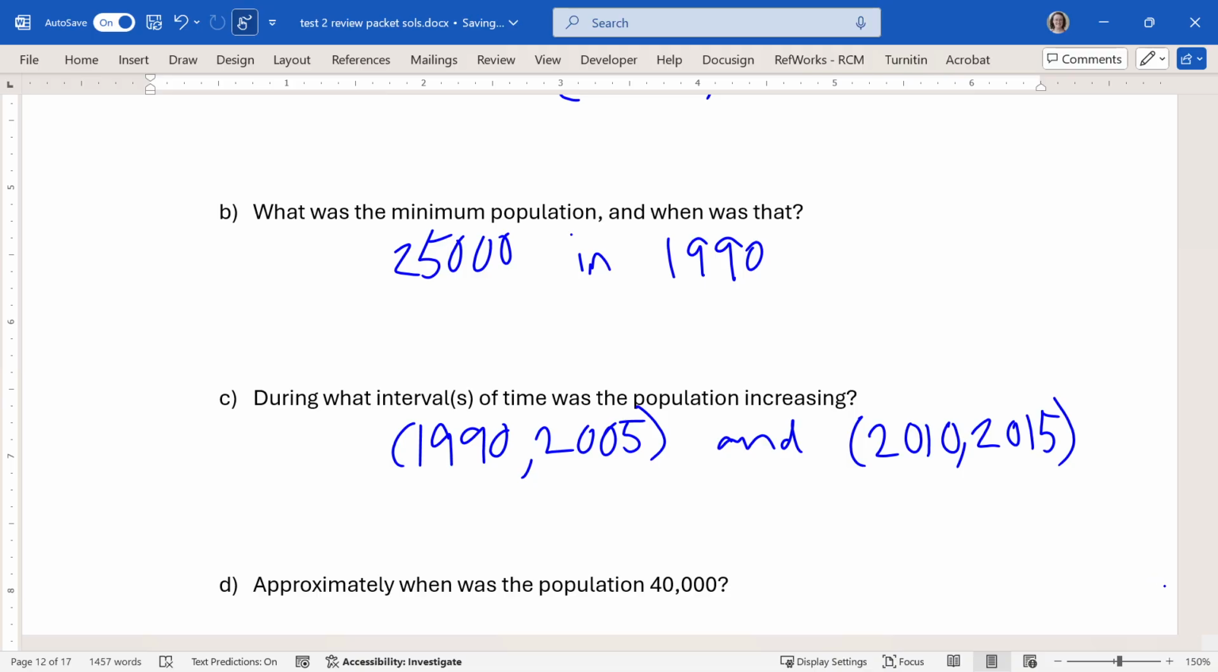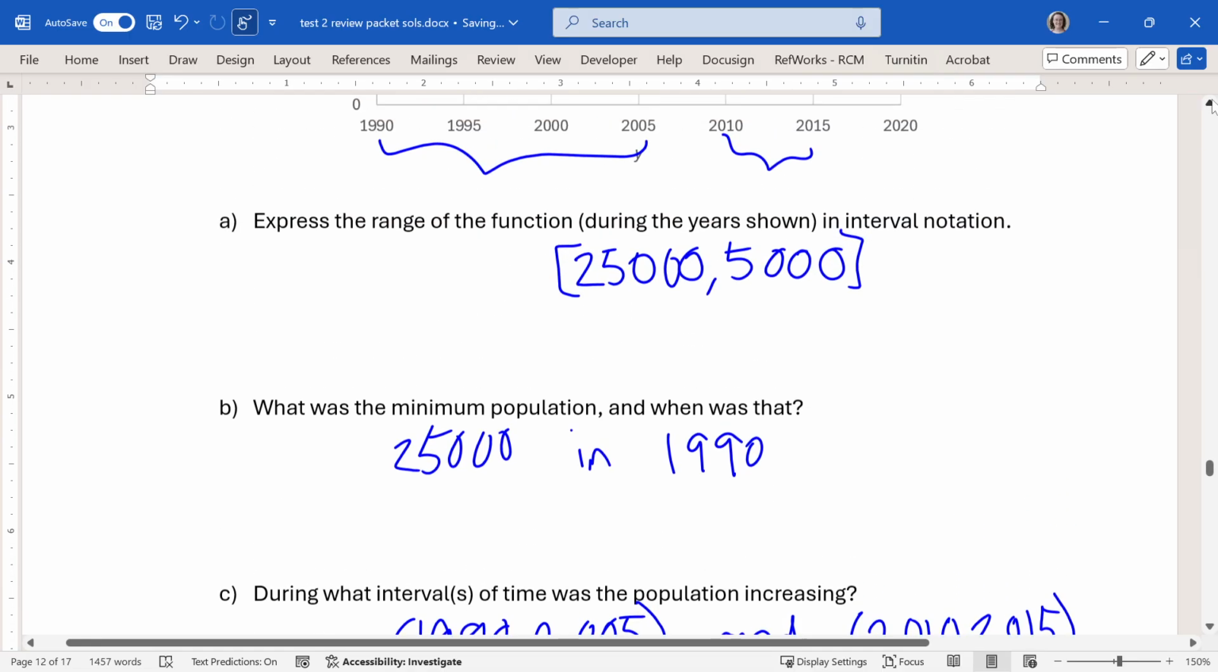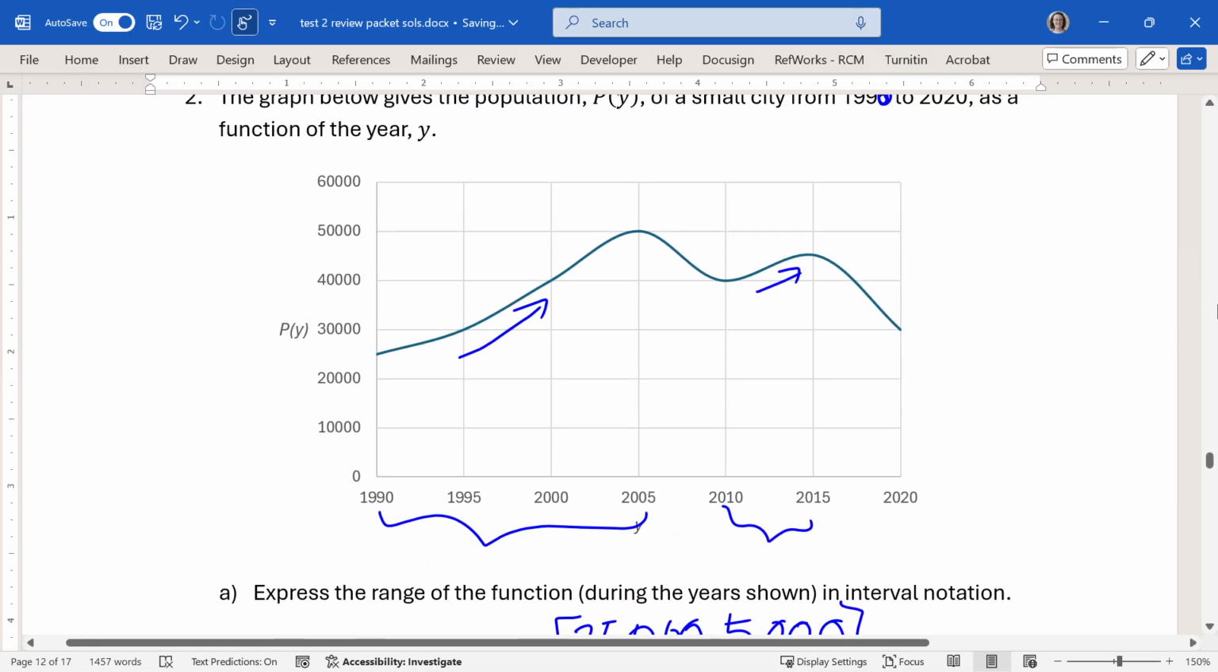All right. And then lastly, approximately when was the population 40,000? So let's look back at the graph. When was it 40,000? I think I see a few times because I'm trying to just see where it touches this line right here. So it looks like in 2000, in 2010, so there's this point, and then there's this point, which looks like approximately 2017 or 2018, 2017.5 maybe.